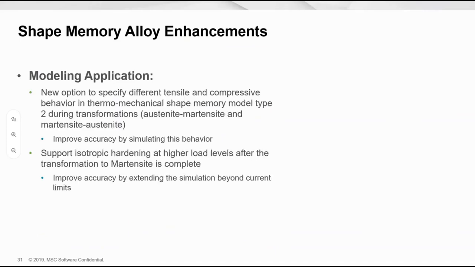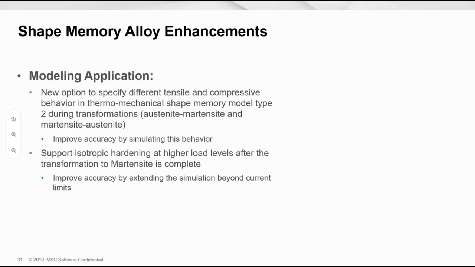So next one, we have the shape memory alloy enhancement. This is the last enhancement I'm going to talk about. We have a new option to specify different tensile and compressive behavior in thermomechanical shape memory model type 2. During the transformation of Austenite to Martensite and Martensite to Austenite, being able to specify different behavior under tension and compression is a major addition. It will help the accuracy by simulating this behavior.